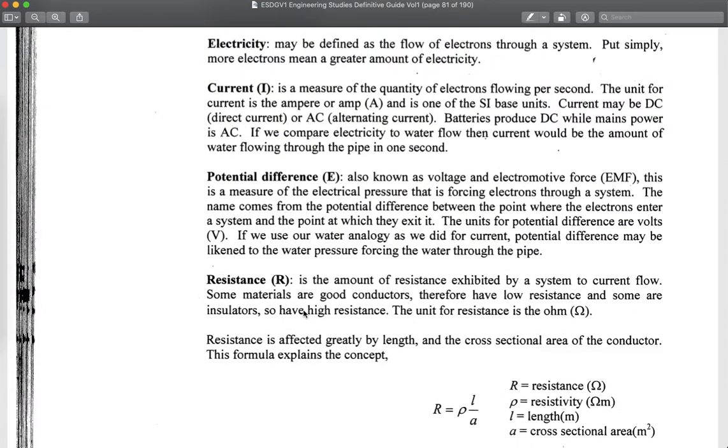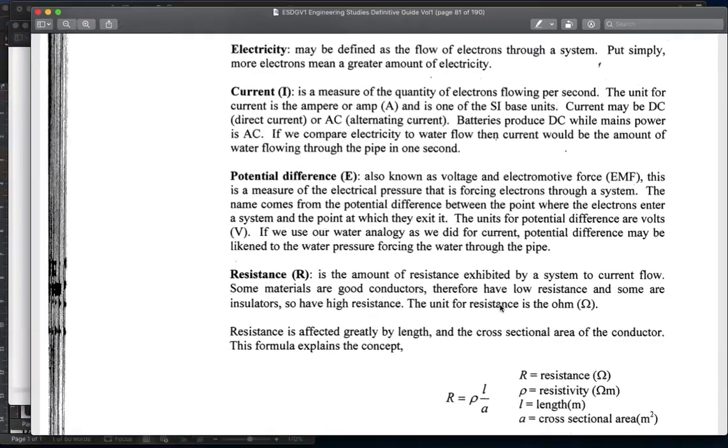E stands for potential difference. Confusing, I know, right? But some people go by various names. Also known as voltage or electromotive force, sometimes written as capital EMF, sometimes written as low EMF. This is the measure of the pressure that is forcing electrons through a system. The name comes from the potential difference between the point where the electrons enter the system and where they exit it. It's measured in volts, and it can be likened to water through a pipe.